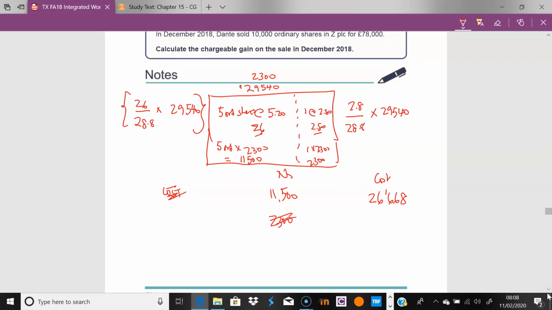I could do that here: preference number 2,300, cost this minus 29,540. You have here 2,871.